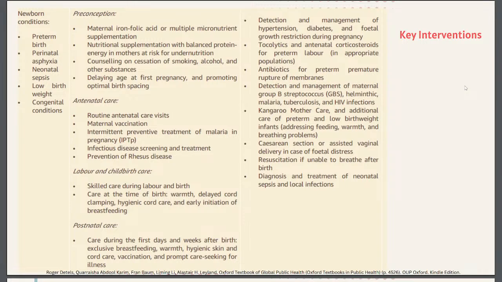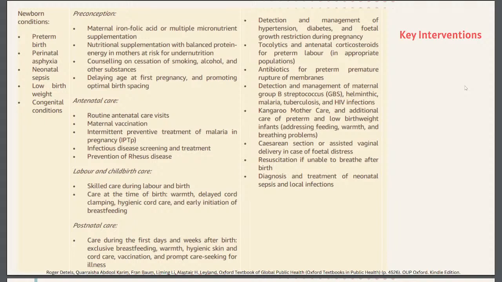That is how this simple thing, waiting for 30 seconds to 1 minute to clamp the cord, is going to have long-term benefits for the survival of that particular child. Then hygienic cord care. Because it was a very common practice, it still remains a practice. It has decreased over the many years, but after the cord was clamped, it was a practice to apply something on the umbilical stump on the baby, and that ultimately led to a lot of infections.